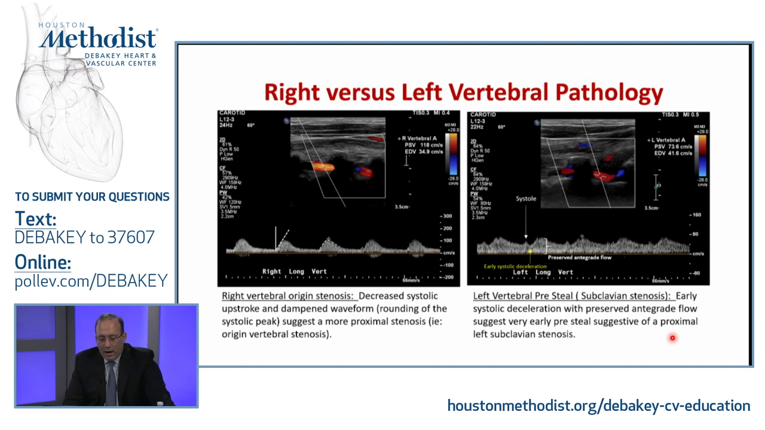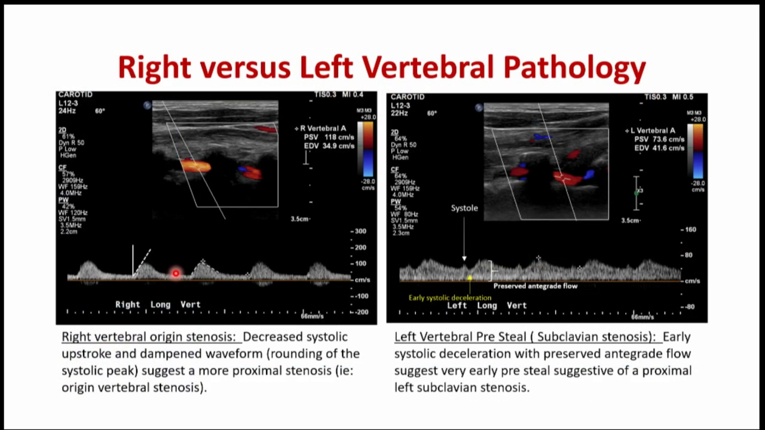So let's take a look, right versus left vertebral pathology. Again, both vertebrals are of the same patient. Right vertebral origin stenosis. Why do we say that? Because look at that diastolic component. So it's a low resistance. So we know it's supplying the brain without problem. But what's getting into the vertebral? It's dampened flow, okay? And if this was a subclavian stenosis, we would suspect a little bit of reversal of flow or that dip at the beginning of early systole, okay? So this is a dampened waveform, delayed systolic upstroke, and very rounded velocity. So there's a stenosis at the origin of the vertebral that we haven't picked up.